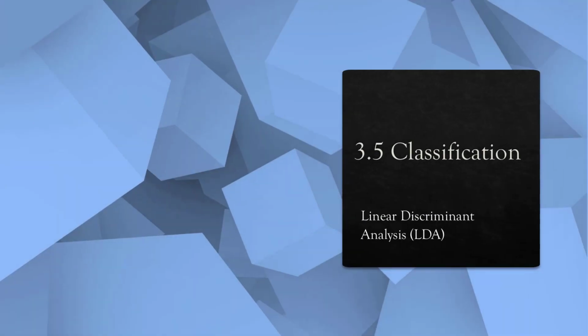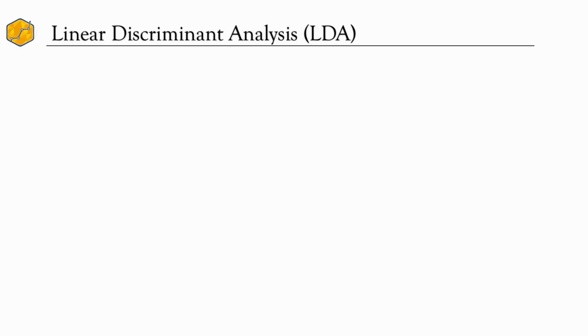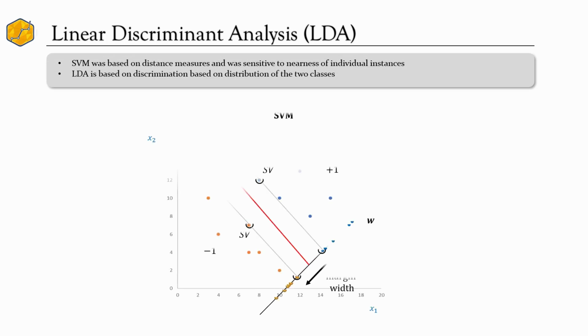In this video, we will talk about linear discriminant analysis or LDA, which is also a very popular algorithm for classification. So in SVM, we saw that we wanted to maximize the margin width, which indirectly means finding W that best discriminates the projected nearest instances from the two classes.